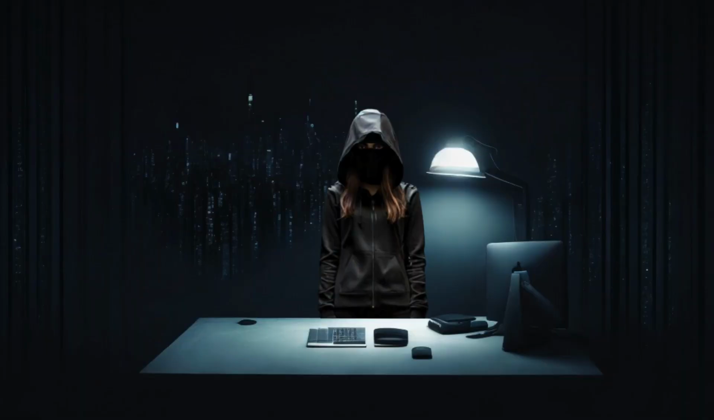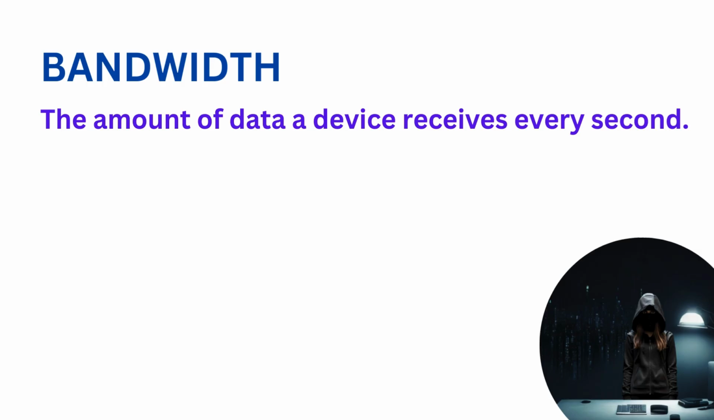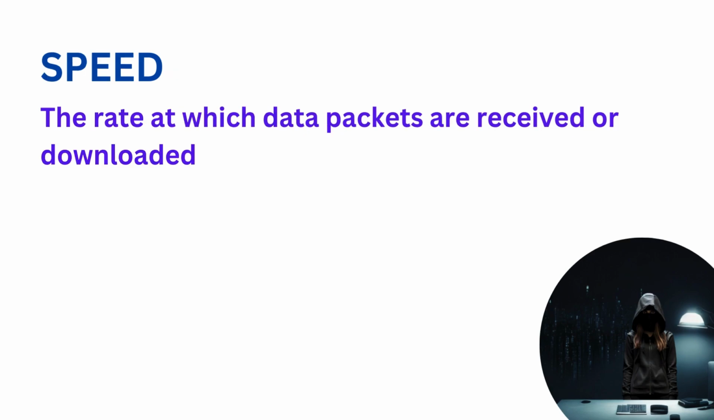The movement of data packets across a network can provide an indication of how well the network is performing. Network performance can be measured by bandwidth. Bandwidth refers to the amount of data a device receives every second. You can calculate bandwidth by dividing the quantity of data by the time in seconds. Speed refers to the rate at which data packets are received or downloaded.